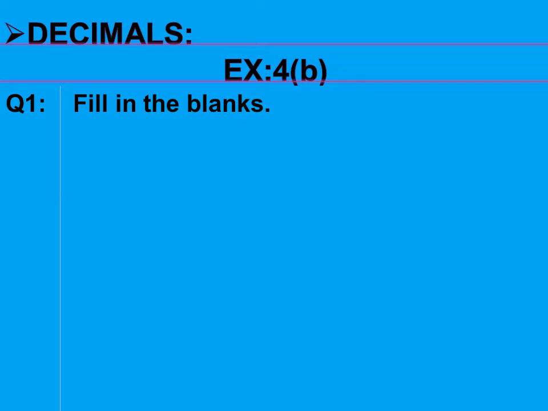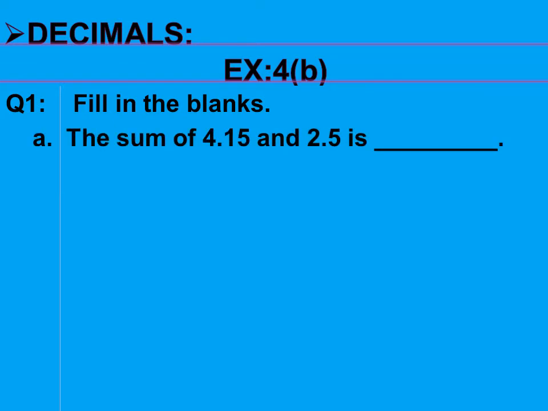Question number 1. Fill in the blank. Part A. The sum of 4.15 and 2.5 is dash. Dear students, in this part, two decimal numbers are given and the word sum. It shows that we have to add these two decimal numbers. Okay. Now let's see what will happen when we add these two decimal numbers. Yes, when we add these two decimal numbers like this, we will get the required answer, 6.65.